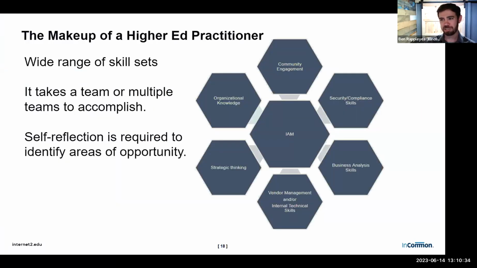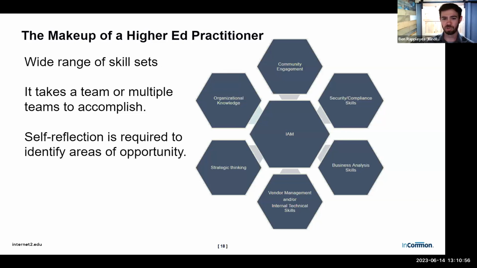So the IAM practitioner in higher education is a complicated role. It literally ranges all over the board. And you have to be able to make sure that your setup and data is secure. But you also have to have the business analyst skills to see where the university is going.